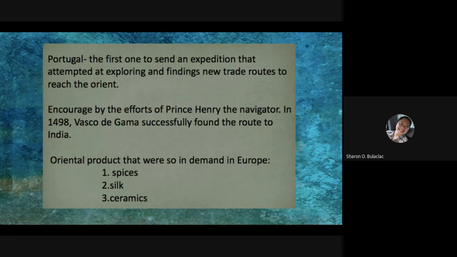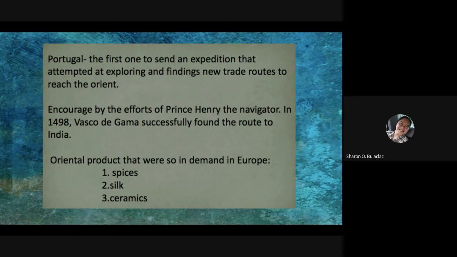And then at the same time, sa Espanya naman, hindi walang ginawa yung Espanya. They did not just wait and see what will happen or the success of Portugal. They also sent their expedition. You have Christopher Columbus. He tried to travel going to the west and try to reach the east.